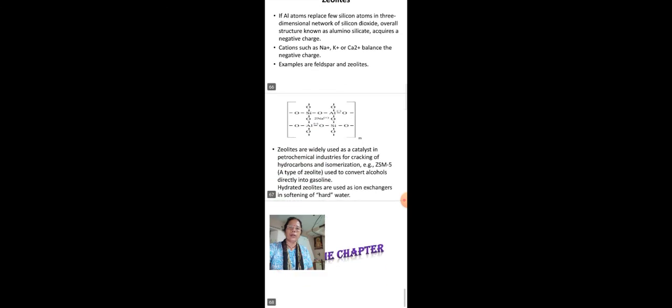Zeolites. If aluminum atoms replace a few silicon atoms in the 3-dimensional network of silicon dioxide, the overall structure, known as aluminosilicate, acquires a negative charge. Cations such as Na+, K+ and Ca2+ balance the negative charge. Examples are feldspar and zeolite. The structure is shown on the slide.